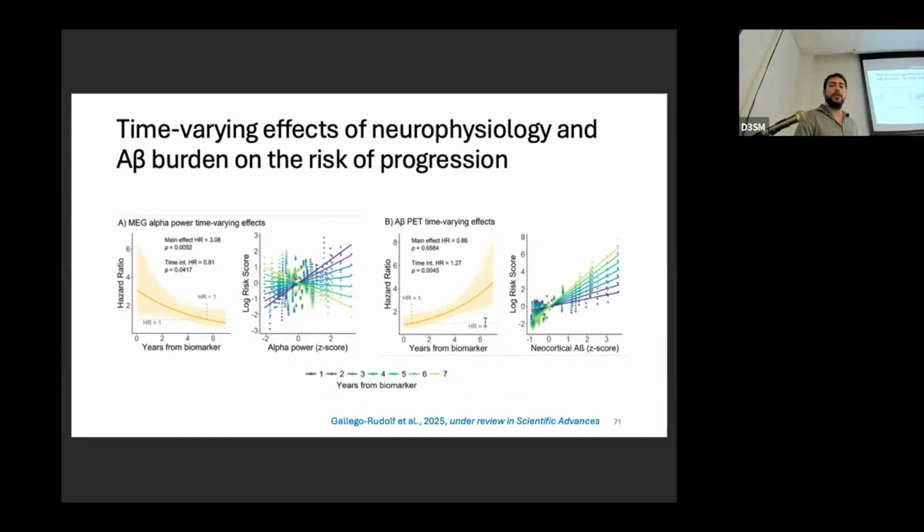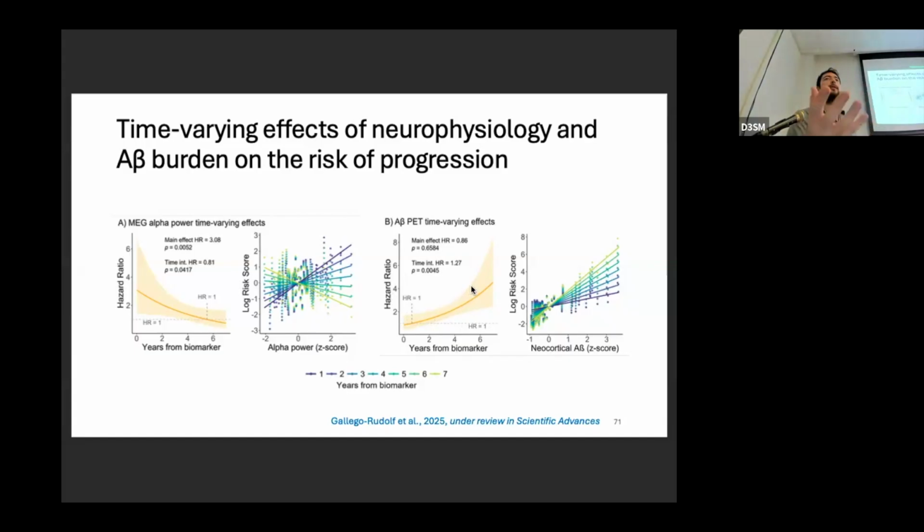And one of the most important contributions of this project is that we were able to show that there is a time-varying effect of neurophysiological activity and also the amyloid beta burden on the risk of progression. So we can start looking at the risk associated with amyloid PET burden, and we see that the hazard risk associated with this biomarker is increasing over time.